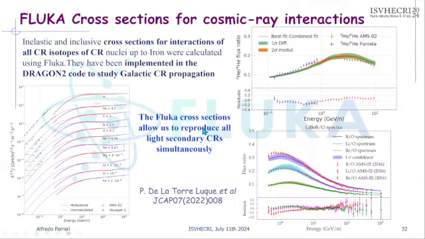And Fluka is also used to produce tabulations of inclusive cross-sections for interaction of cosmic ray isotopes on nuclei up to iron, and these data have been used in the DRAGON2 code to study galactic cosmic ray propagation. If you are interested in the details, you can look at this paper.